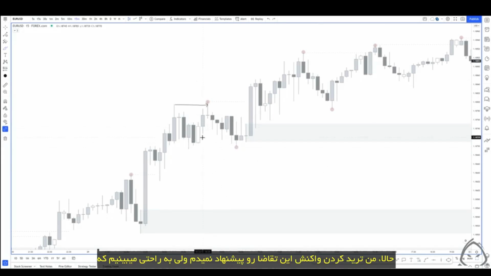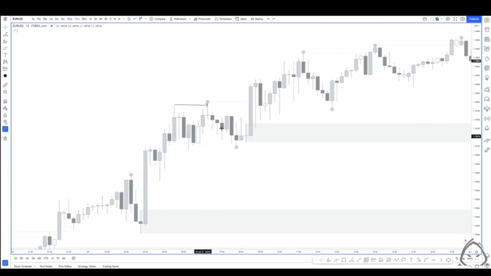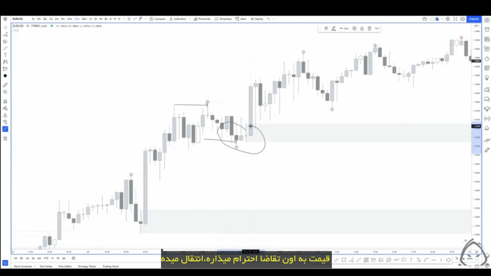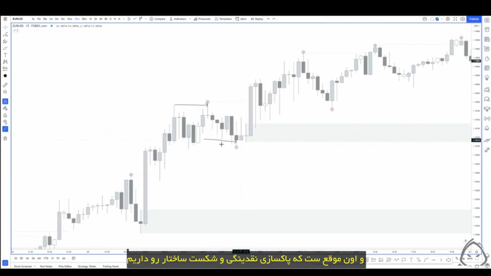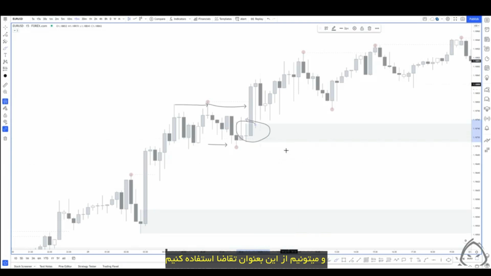Now, I wouldn't recommend trading the reaction of this demand zone, but what we can see very easily is that price respects that, it mitigates that demand zone, and then that's where we get the sweep of liquidity, the break of structure, and we're able to use that as our demand zone.